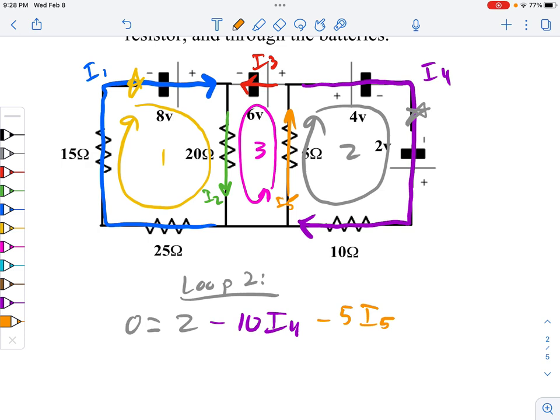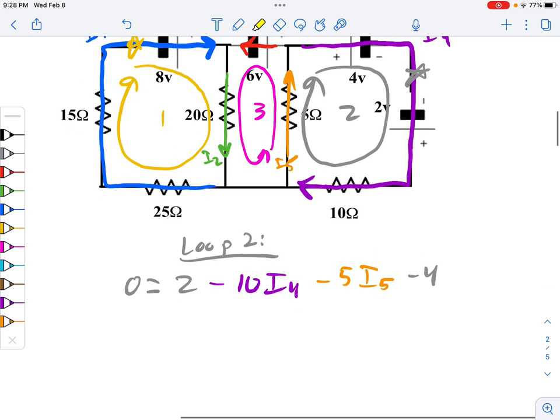But notice that the 4 volt is wired in backwards, so we've got to subtract it. I know that's weird, but we've got to do what we've got to do. Why would you do this? I don't know, we just did. All right, quick mental check: 1, 2, 3, 4 things, and then 1, 2, 3, 4 terms. That looks good.